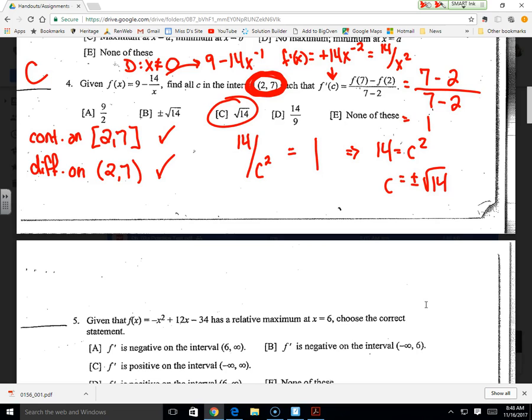Be ready. Have we reviewed MVT? Yes. Have we reviewed Rolle's? How is Rolle's different? The average rate of change still needs to be 0. With Rolle's, the average rate of change is equal to 0. f of a has to equal f of b, which will indicate that the average will equal 0. So hence you just take the derivative and set it equal to 0 instead.